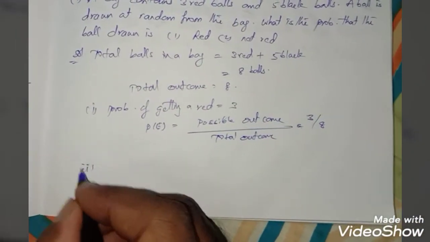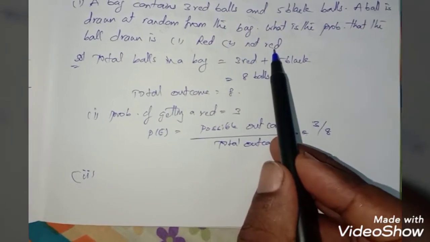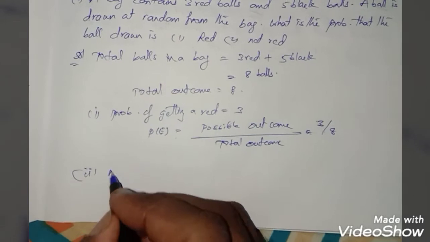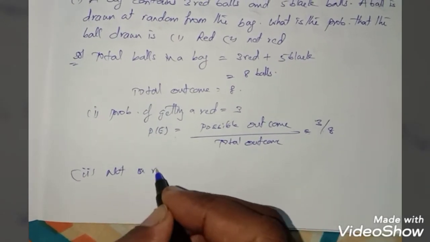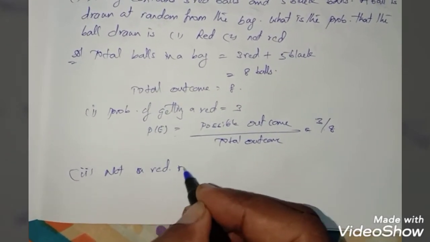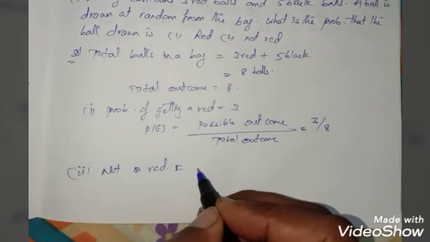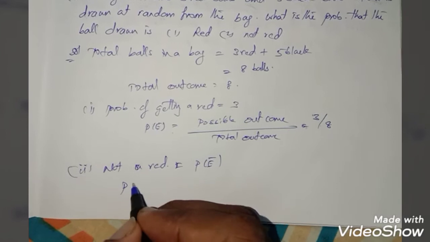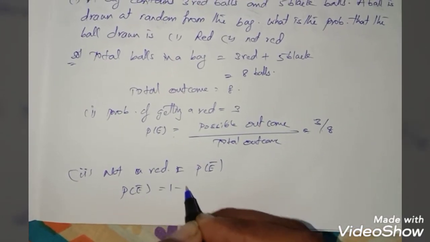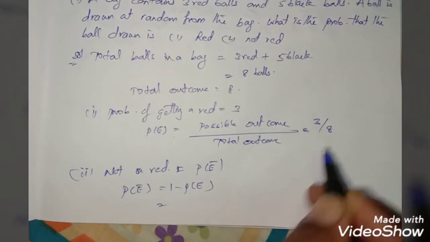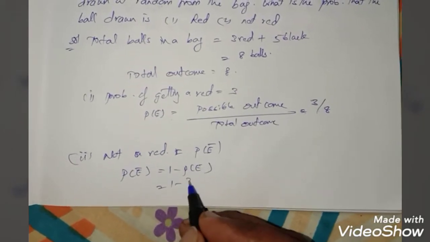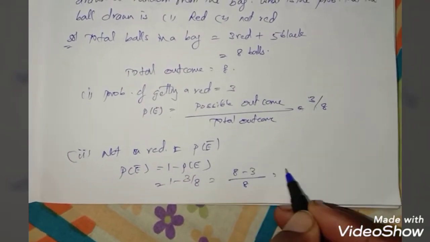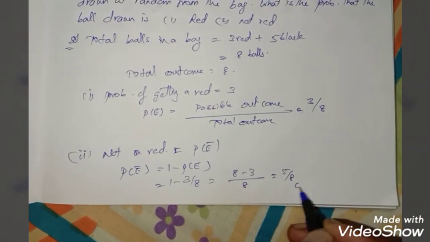Now what is the second question they asked? Not a red. Already we have the probability of red. So not a red is nothing but what? In the previous class we learned this type of question. Not a red is nothing but P of E bar. Now we have a formula: P of E bar is nothing but 1 minus P of E, where P of E is 3 by 8, that is 1 minus 3 by 8. If you take LCM 8, 8 minus 3 is 5 by 8.